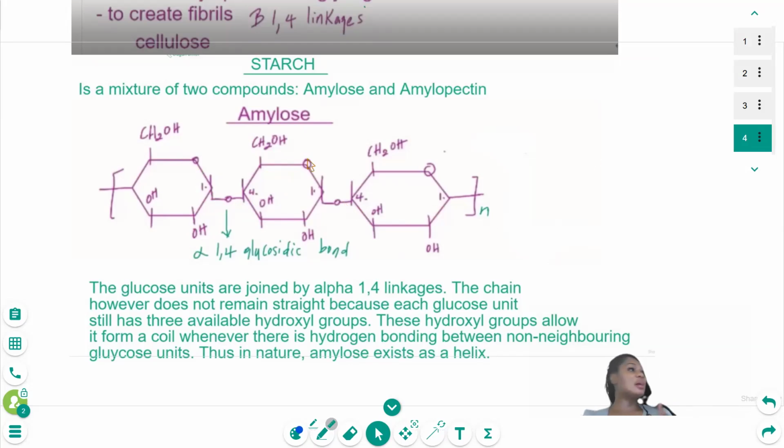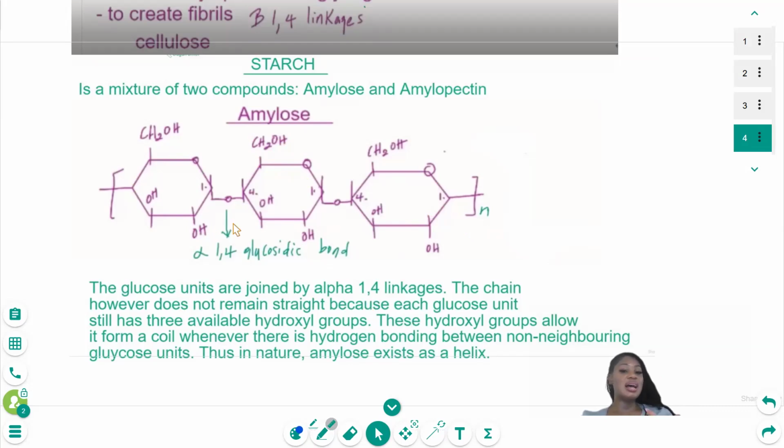Now, this might have hundreds of glucose molecules, but we're not going to draw all the hundreds of them. So what I have done is drawn 3 molecules, and that is enough to represent a long chain. If you draw 3 molecules and you have the square brackets with the n outside, this suggests that this is just a segment of the chain that we represent. And it has 1,4-glycosidic bonds. So in the amylose compound, the glucose units are joined by alpha 1,4 linkages. The chains, however, after they link up, don't remain like a nice straight chain, right?